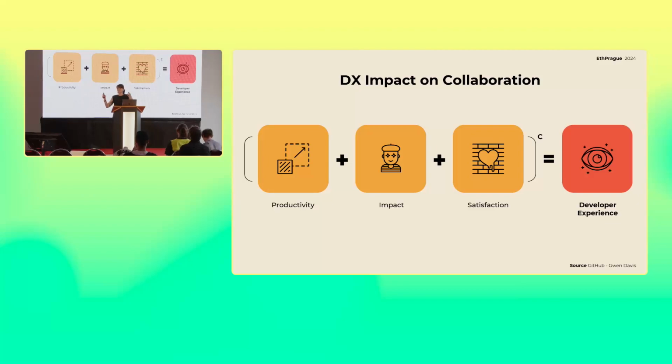So let's look at GitHub's DX impact on collaboration formula. This formula takes into account productivity, how simply or quickly a change can be made, and the ease of use of the implemented code, plus impact, how frictionless is to move from idea to production, plus satisfaction, how the environment, workflows, and tools affect developer happiness, altogether multiplied by C, where C stands for collaboration, equals developer experience.